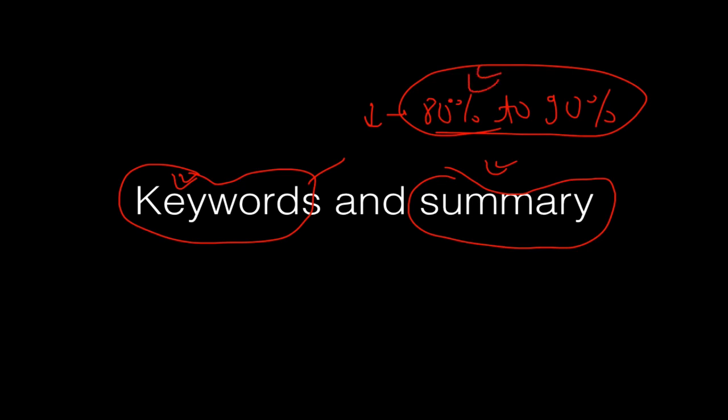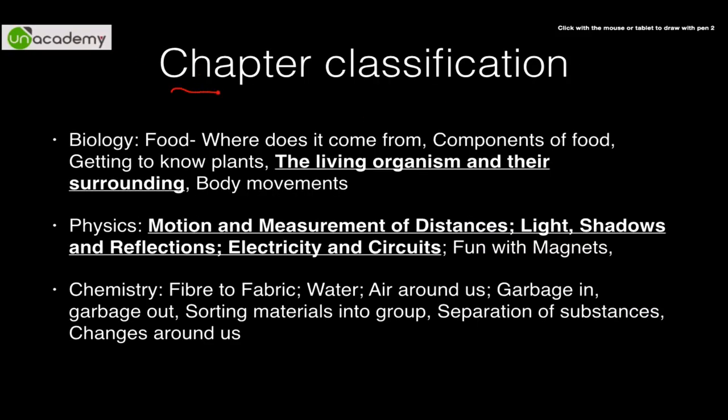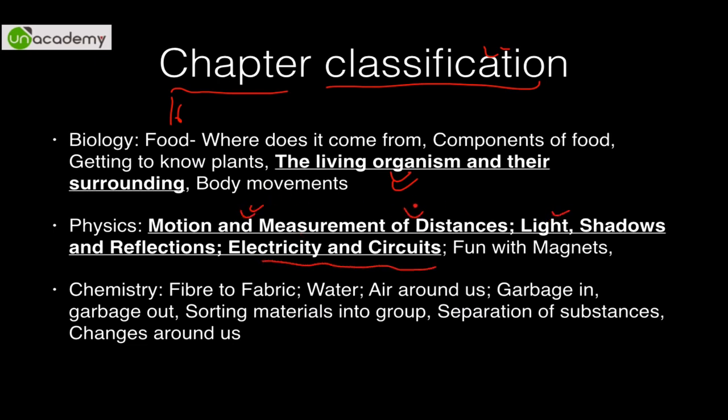Anyway, moving forward, this is the chapter classification of all the 16 chapters of the class 6 NCERT book. We will be dealing with the four, that is living organisms, motion and measurement of distance, light shadow reflection, and electricity and circuits. So these are chapter 9 to chapter 12.